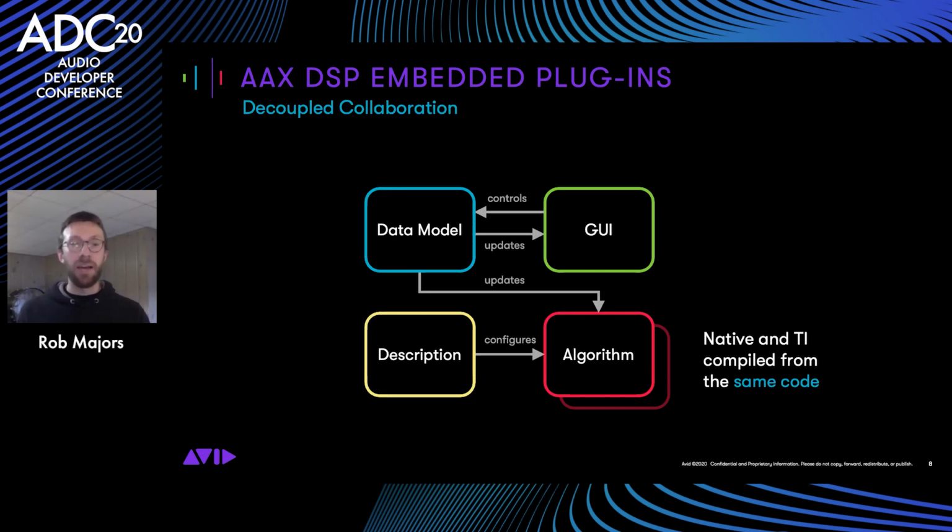So all of Avid's AAX DSP plugins work this way, and this is why we're able to take something like Pro Tools Carbon, where you can use DSP mode, and it'll sound exactly the same when you swap a track into DSP mode. Basically, the host just takes away one native algorithm, puts a DSP algorithm in its place, and it's compiled from the same code. It will phase cancel if you were to take the two signals and invert one and cancel them out with each other.